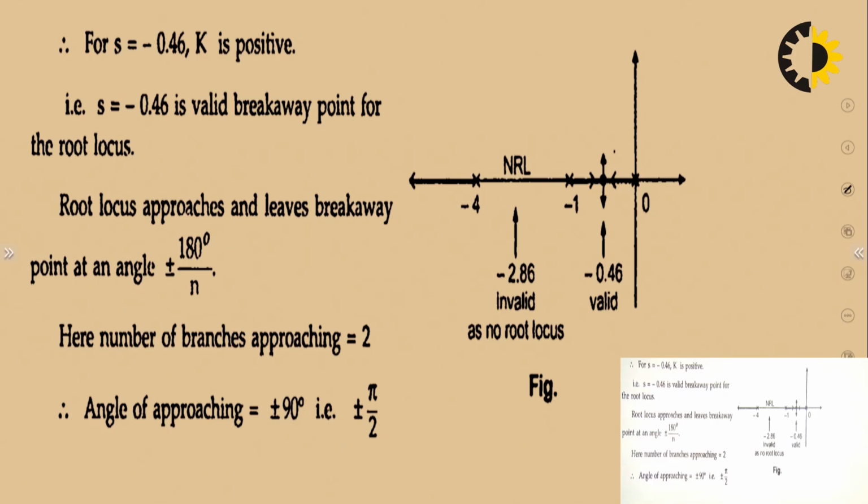Basically, if we have to see what happens at the breakaway point: when two roots with the same gain come to a point, they will break away.